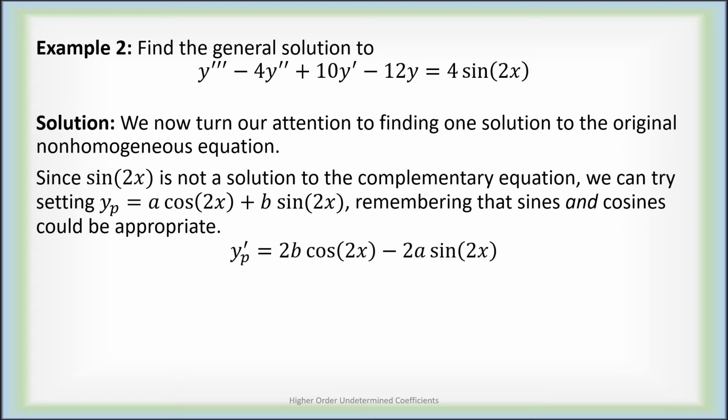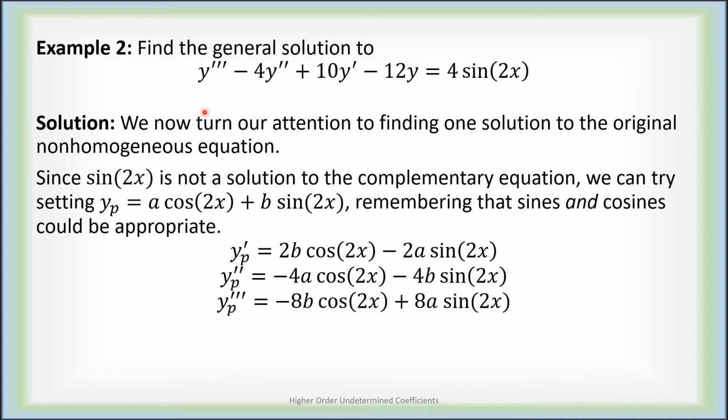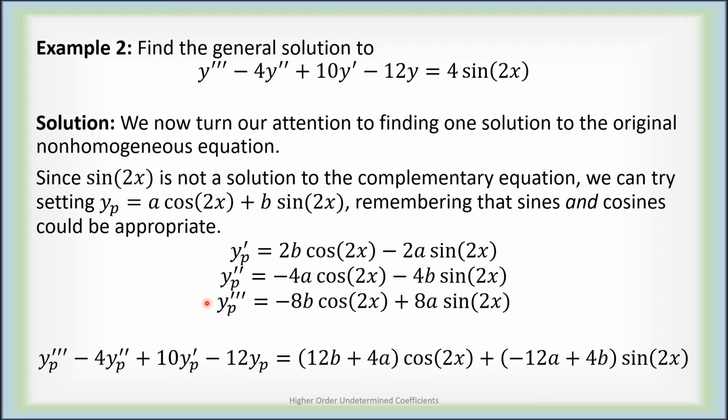Now with this choice of yp, we take a derivative and we take a second derivative. The reason we needed to start with both is that when I start adding and subtracting them against one another, we will get sines and cosines. We also need a third derivative, so we go ahead and compute that. Throwing all of these into the differential equation will eventually simplify down to 12b plus 4a cosine of 2x plus negative 12a plus 4b sine of 2x.